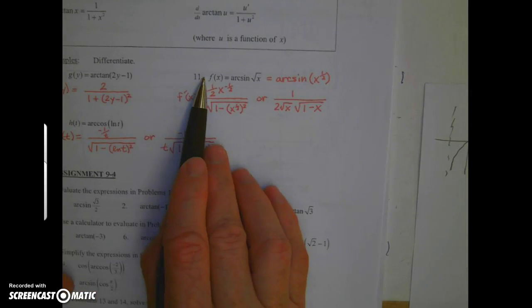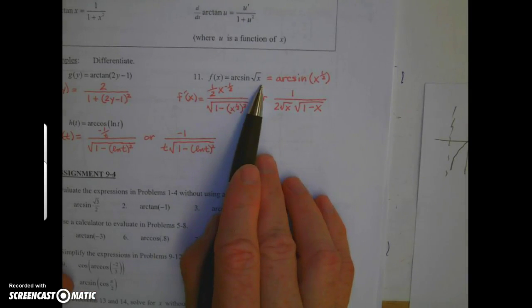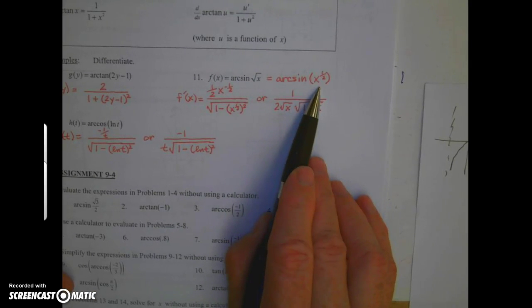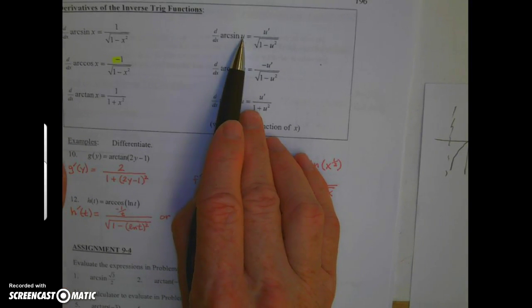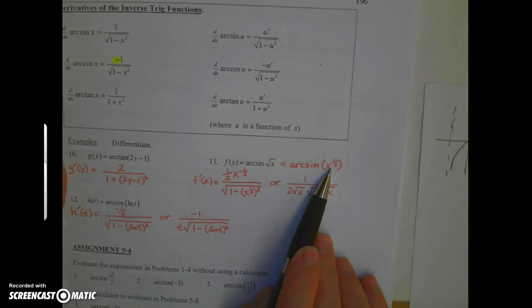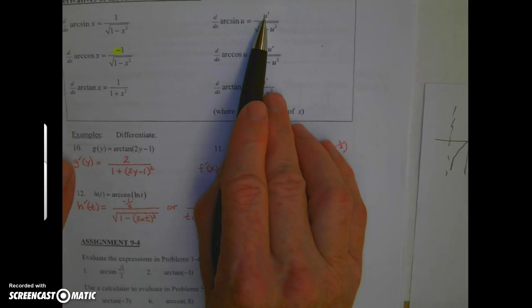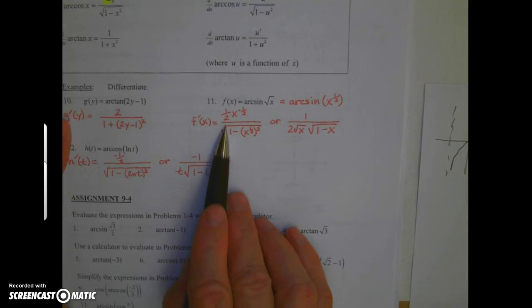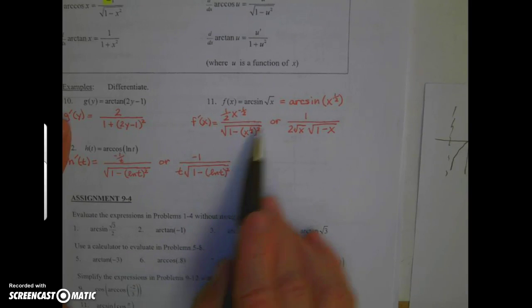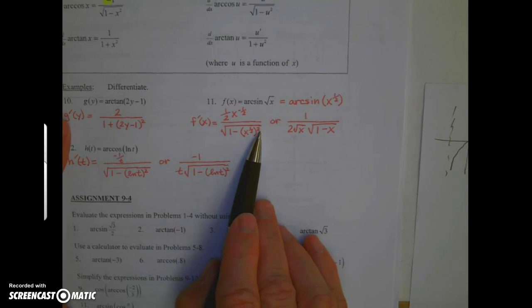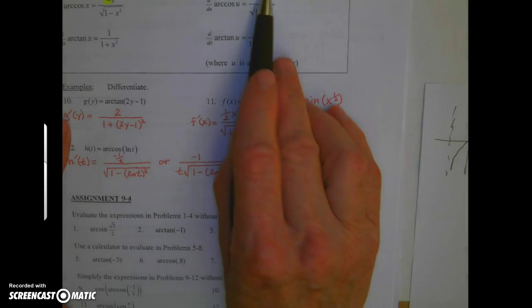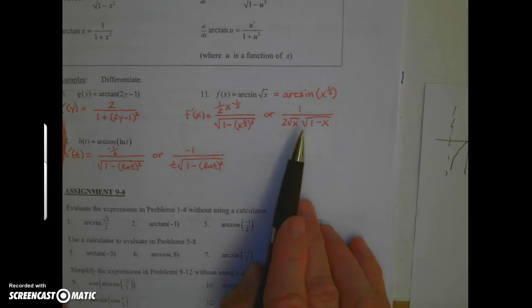For number 11, f of x equals arcsine of root x. I can rewrite that as arcsine of x to the 1/2. My baby is x to the 1/2, so I'm going to let u be the baby x to the 1/2. Take the derivative of x to the 1/2, and I'll get 1/2 x to the negative 1/2, which is going to go into the numerator position. The denominator is going to be root 1 minus u. The u value we already said was x to the 1/2, so I put it in there, and make sure you square it because the formula requires that the baby be squared right up here. So now I square x to the 1/2, and when I do, I get just x.